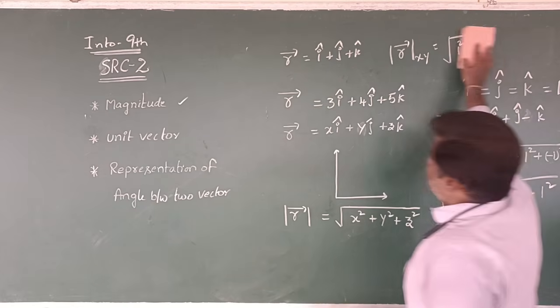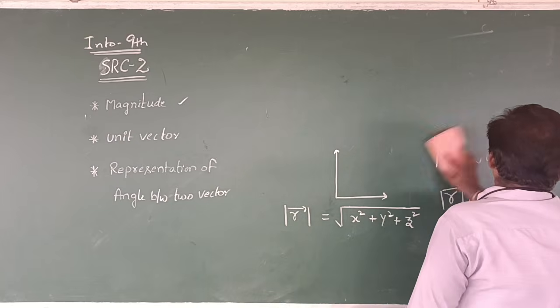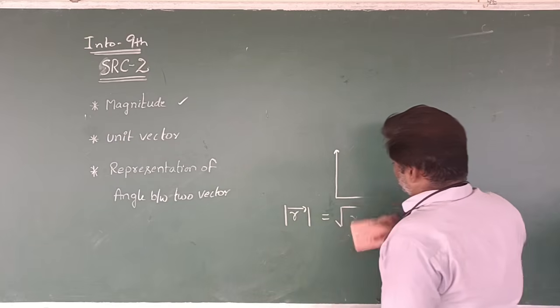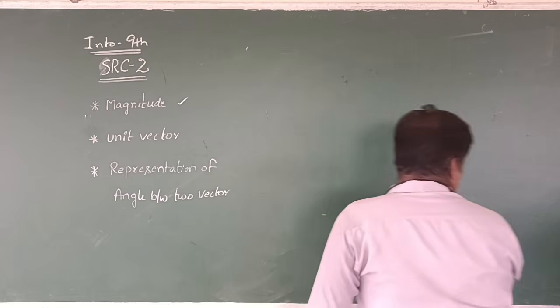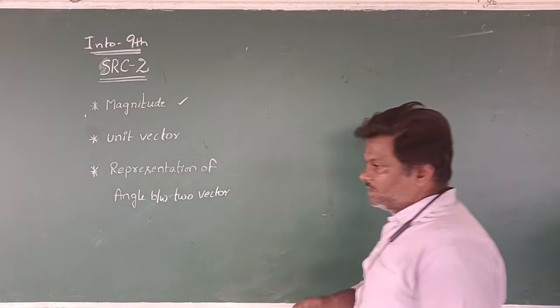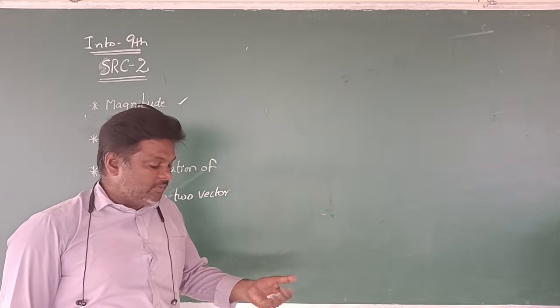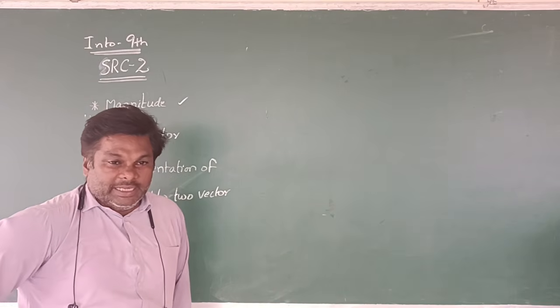Okay, I'm going to erase this. Next topic is unit vector. A vector whose magnitude is equal to 1 is called a unit vector. So here, the unit vector is easy, but we need to convert the given vector into a unit vector.